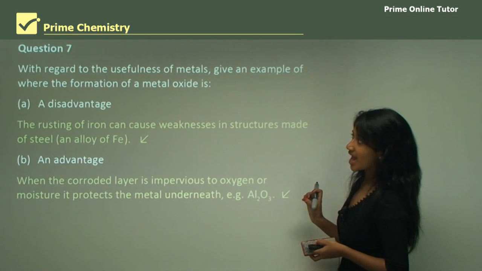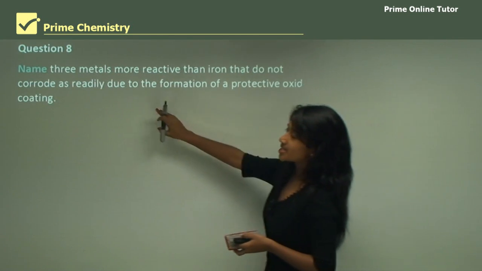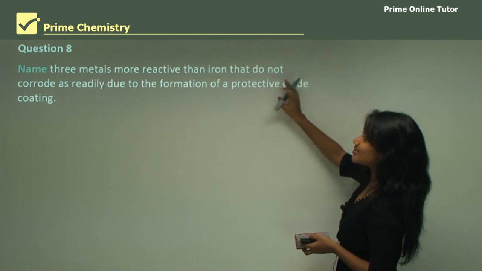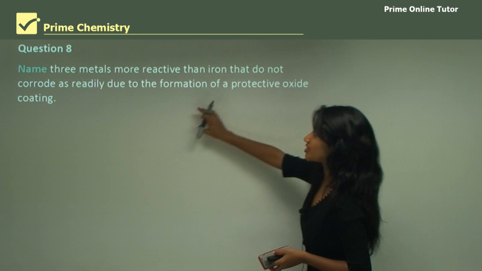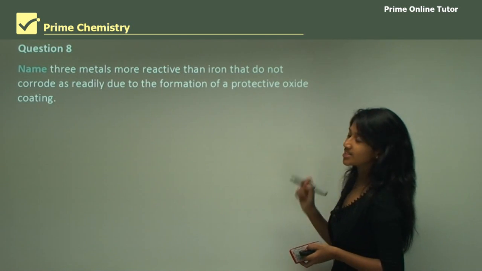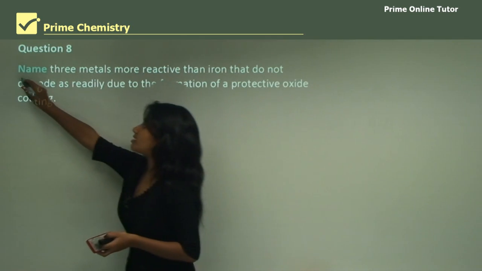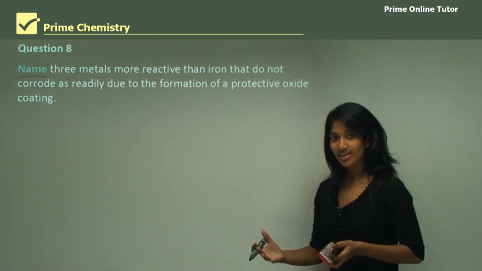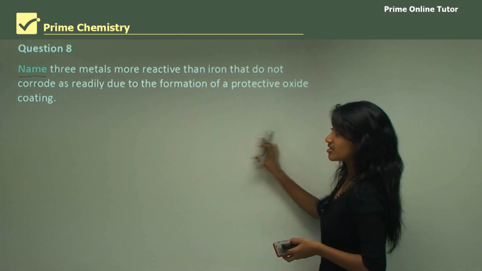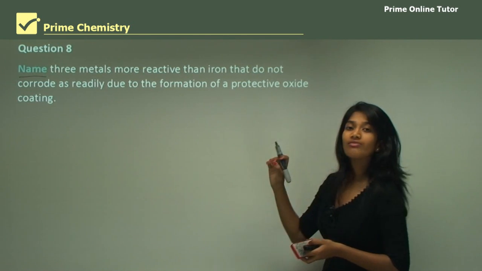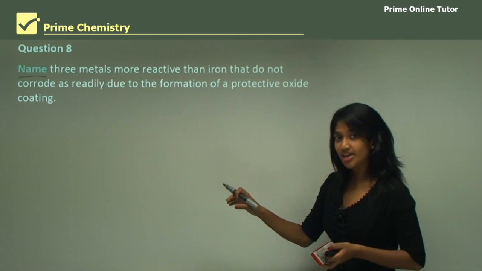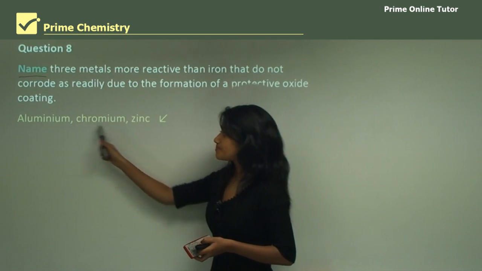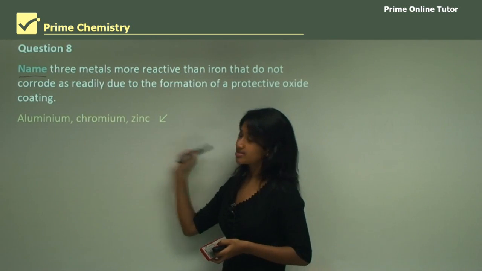Now moving to question 8. It says name 3 metals more reactive than iron that do not corrode as readily due to the formation of a protective oxide coating. Now underline your keyword name, because name means just to write the name, but you have to make sure you write the correct name. So you can't write chemical formulas, you have to actually write the name of the metal out. We have aluminium, chromium and zinc.